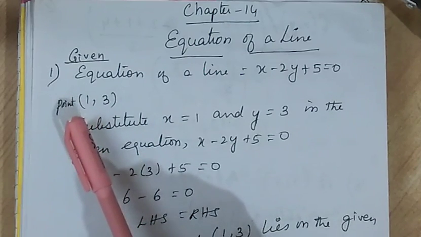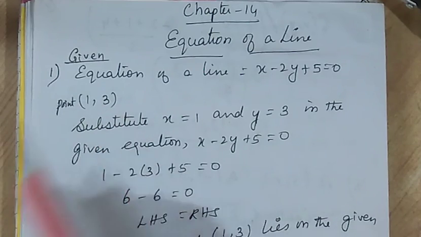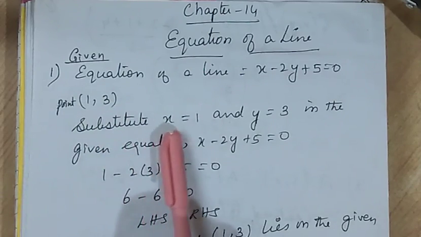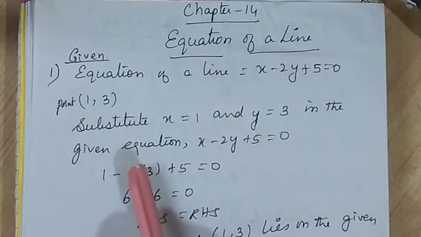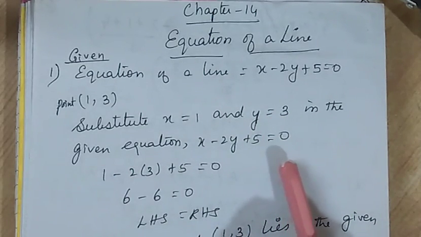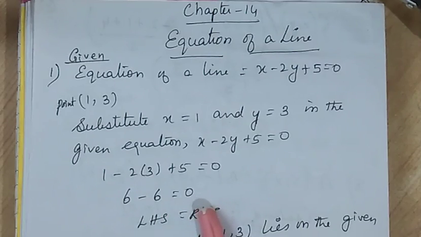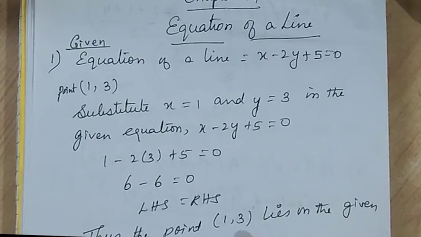Now take x is equal to 1 and y is equal to 3. Substitute x and y in the equation x minus 2y plus 5 is equal to 0 and solve it. 6 minus 6 is equal to 0. So left hand side and the right hand side are equal, then we can say the given point (1, 3) lies on the given line x minus 2y plus 5 is equal to 0.